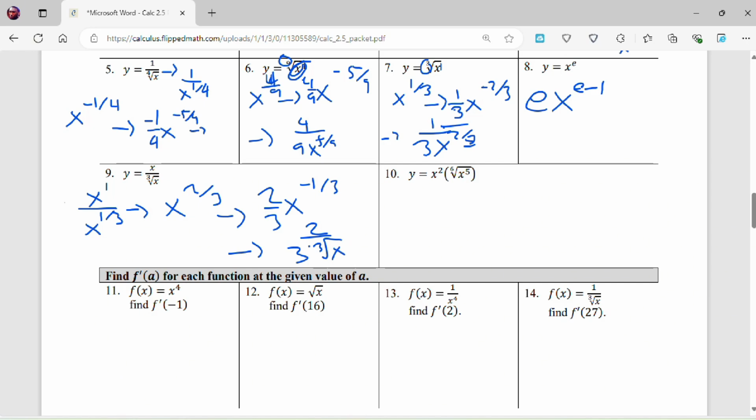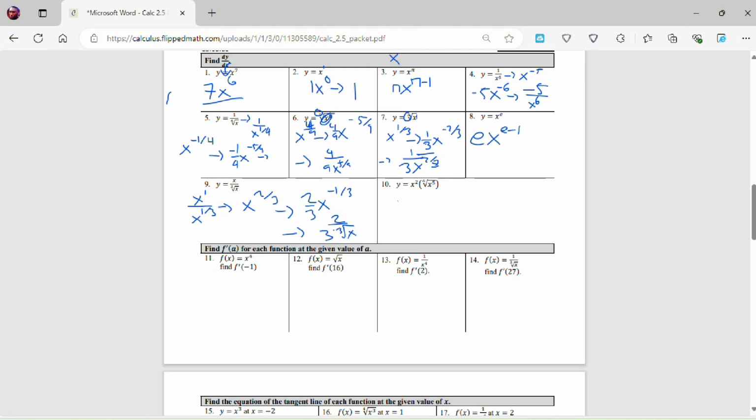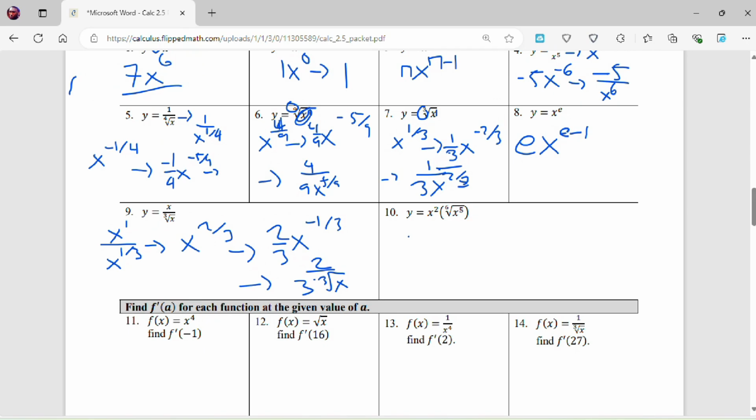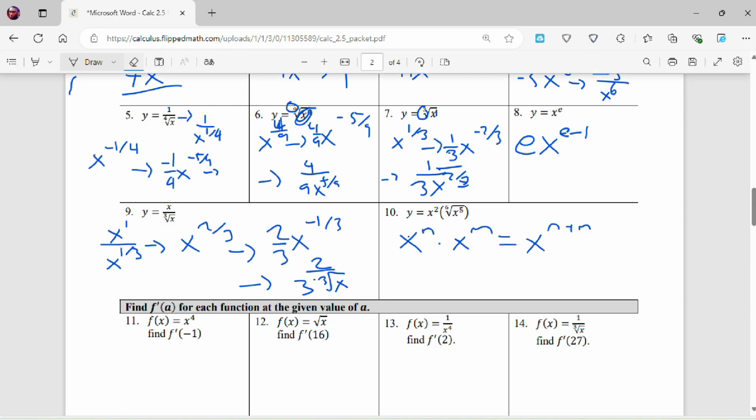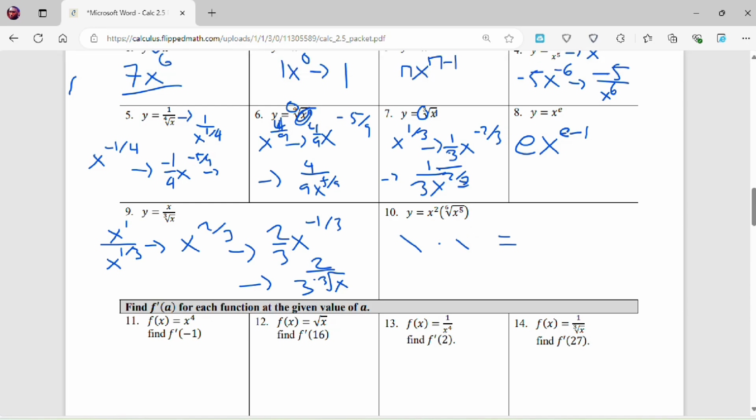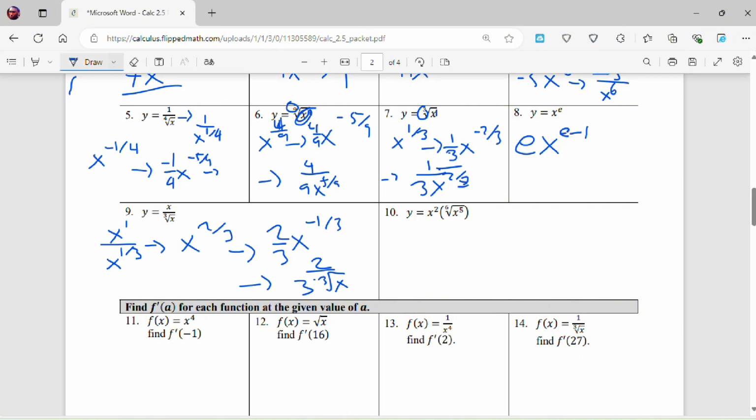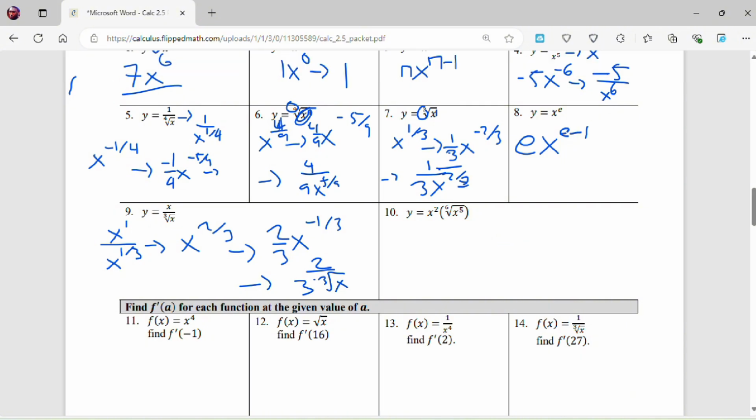All right, last one. Instead of dividing, we have multiplication. And so remember that x to the n times x to the m equals x to the n plus m. Okay? That is our multiplication exponent rule. And so when you have two exponents being multiplied, you are going to add the exponents.